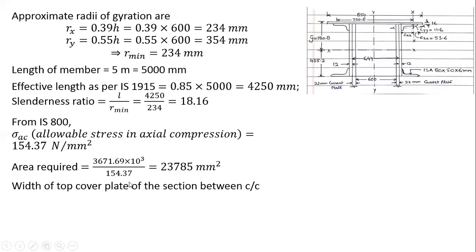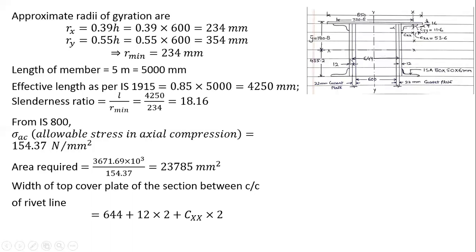Okay. Now first of all, I have to provide a plate here at the top of this, the top chord member. I have to provide this plate. So I have to calculate the width of top cover plate of the section between center to center of the rivet line. Now suppose that this is my rivet line. Rivets are here as well as here. So what will be the distance from here to here? This is 644 from here to here.